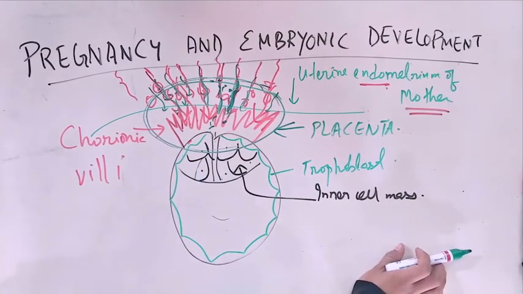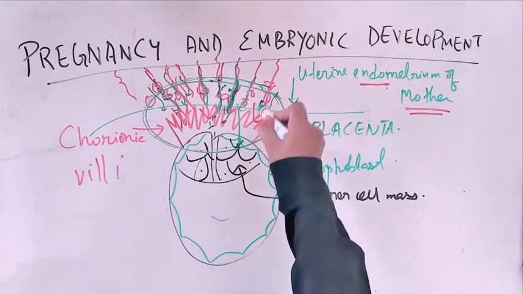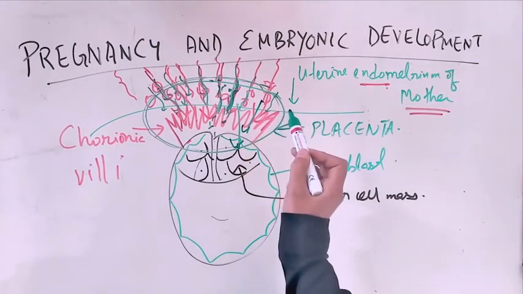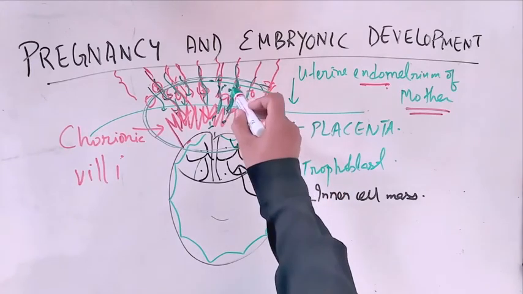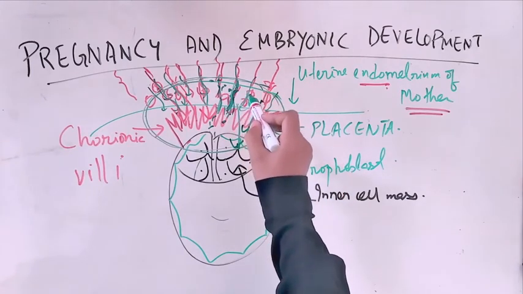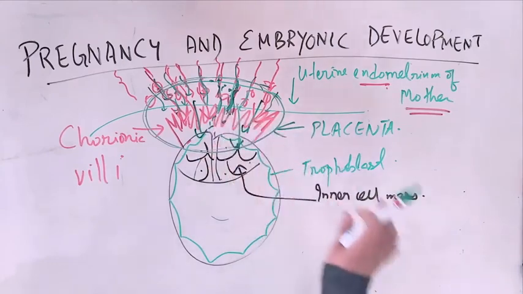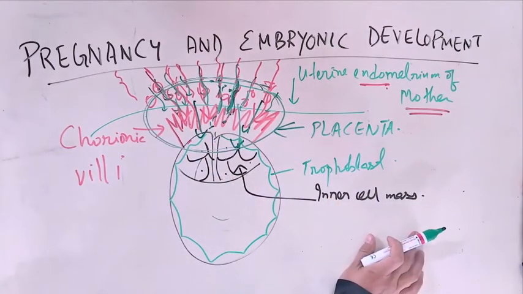Clear? What will be the functions? It will facilitate the supply of oxygen and nutrients, and the removal of waste, carbon dioxide and excretory waste materials. That is a function of the placenta.